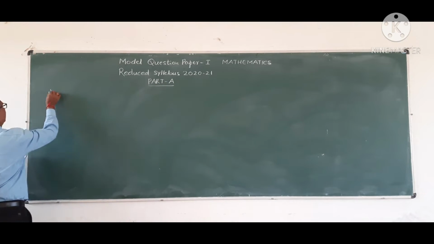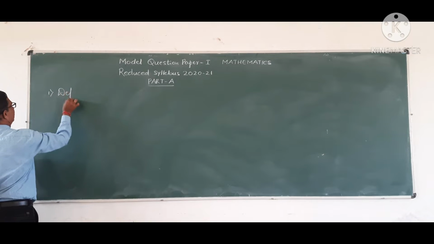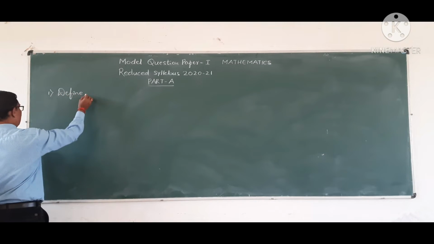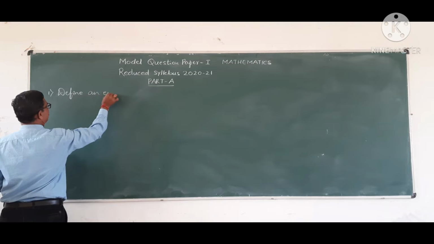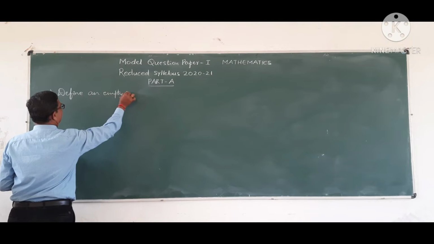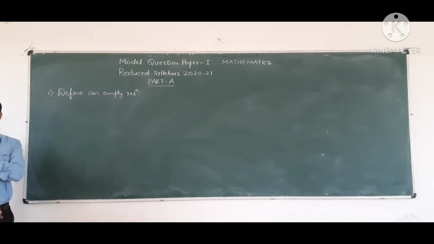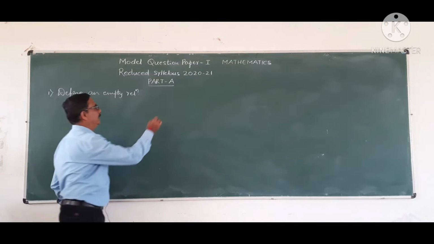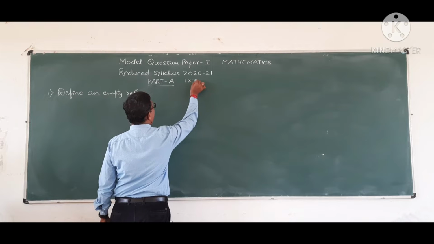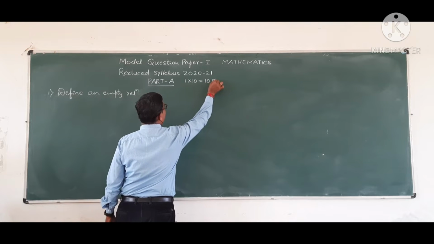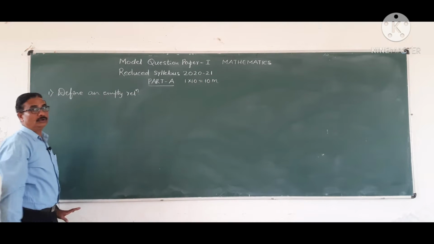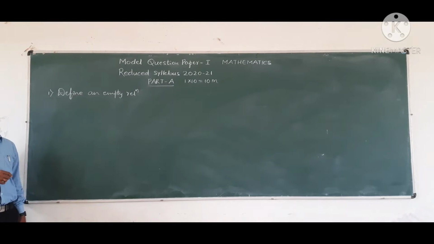The first question is a 1 mark question. Define an empty relation. Part A is 1 into 10, totally 10 questions, 10 marks. No choice, all are compulsory. 1 mark question. So define empty relation.